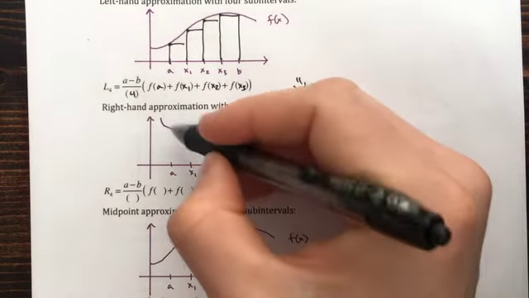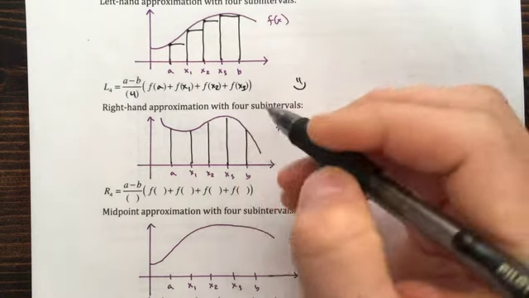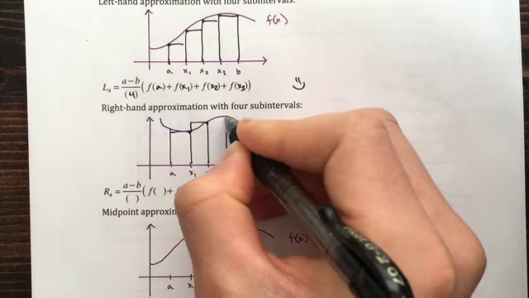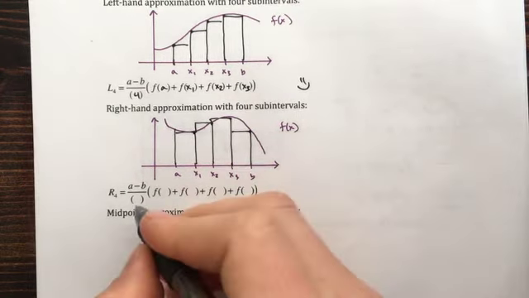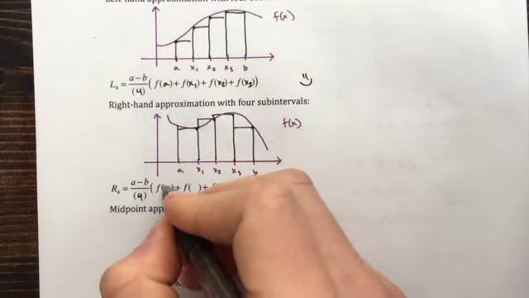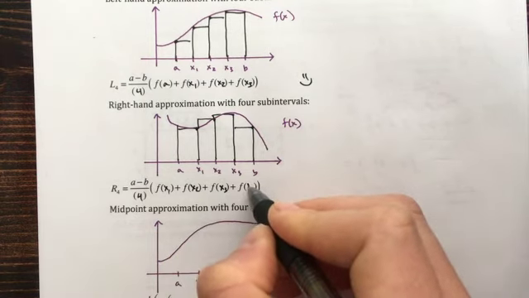Right hand with 4. So right hand would be that, that, that, and that. And it would be, again, b minus a over 4. f of x sub 1, we're starting on the right, x sub 2, x sub 3, and b.